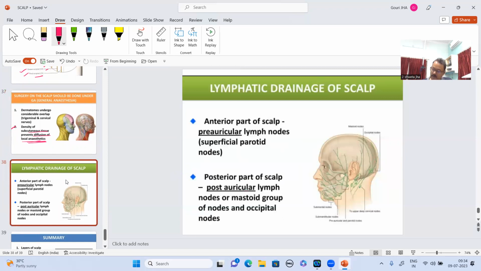Now, finally, we come to the lymphatic drainage of the scalp. The anterior part of the scalp will drain into the preauricular lymph node, so we have got the preauricular lymph node over here, and the posterior part drains into the postauricular lymph node over here. This is the postauricular, and they are the preauricular lymph nodes.